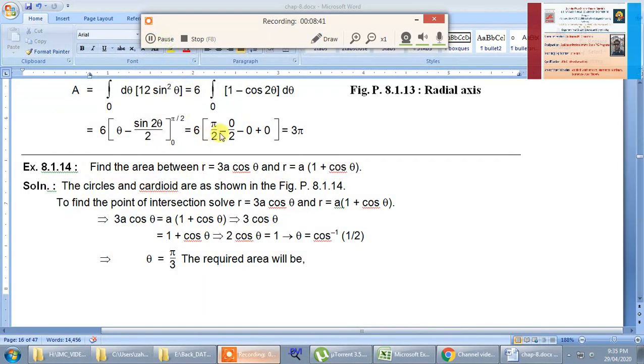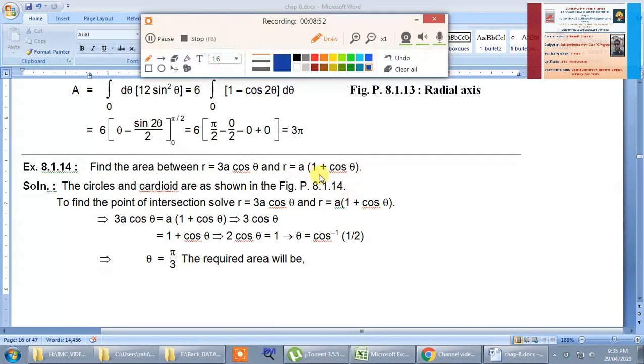Let us have another example. Find the area between r = 3a cos theta and r = a(1 + cos theta). Note that 1 + cos theta is a rightward facing cardioid. Okay, so let me first draw the initial line, then theta equal to 90 degrees.